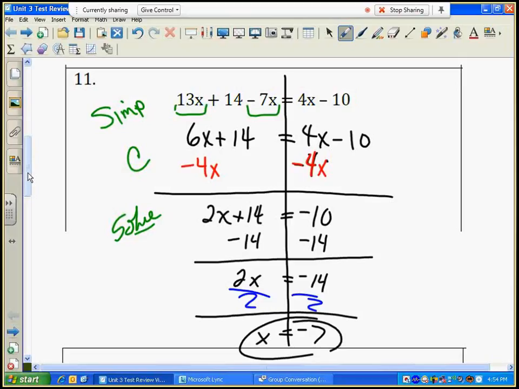Okay, make sure as you're doing your problems here on your review and eventually on your test that you're showing all that format and structure. You're giving me the simp, the C, and the solve. You're giving me your vertical line and all your horizontal action bars. Okay, don't leave those things out. All right, good. Let's go to the next one.